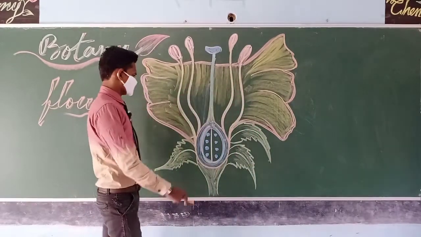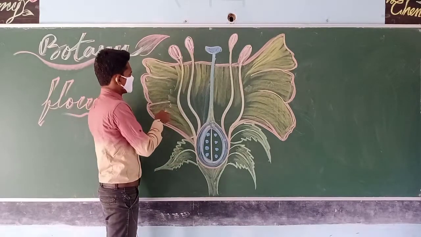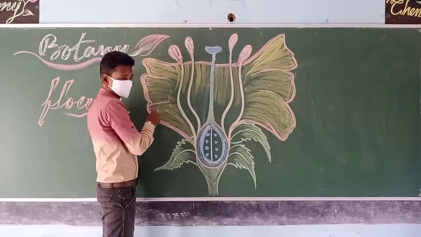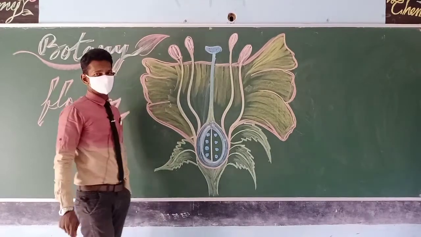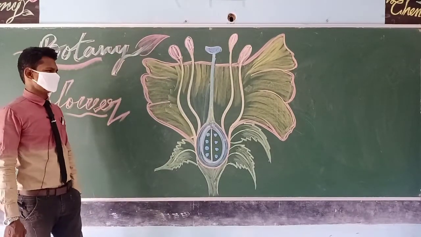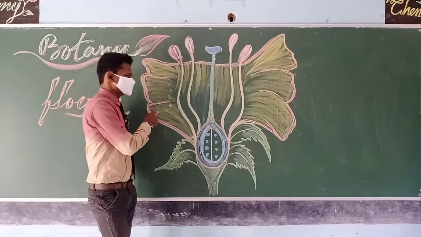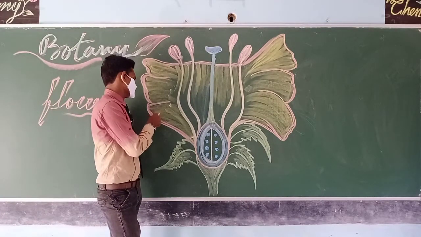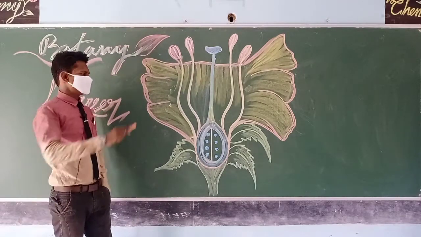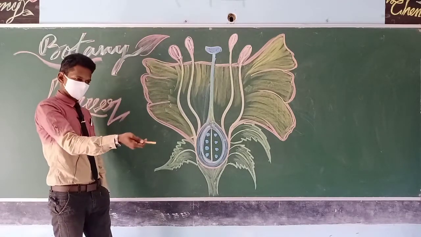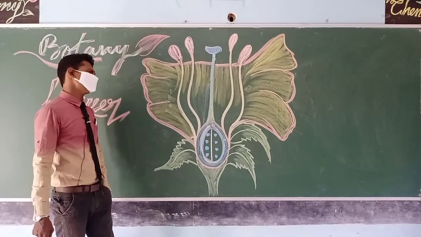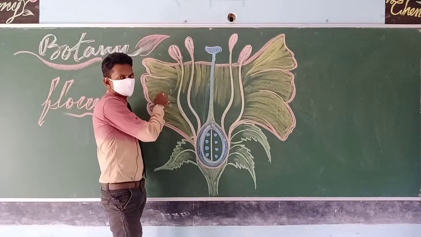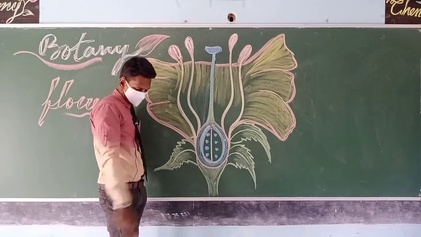Coming to the next whorl, a group of petals combined together forms the corolla, which is colorful and attractive in nature. Due to this colorful corolla or petals, insects are attracted. Then it helps in pollination, whether it is cross pollination or self pollination. Mostly self pollinated flowers don't contain a beautiful and colorful corolla.